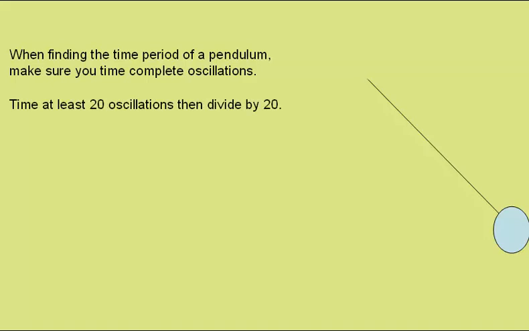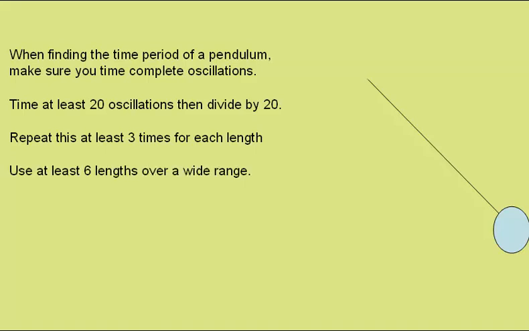Time at least 20 oscillations, then divide your figure by 20 to get the time for one, and then repeat this at least 3 times for each length to find an average. Use at least 6 lengths over as wide a range as is possible.